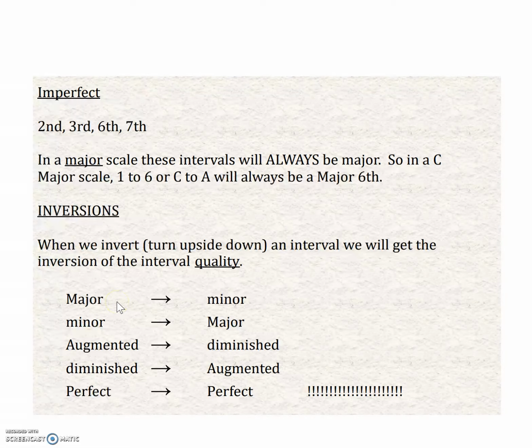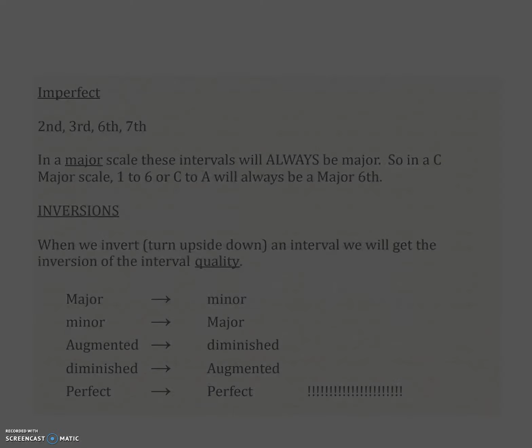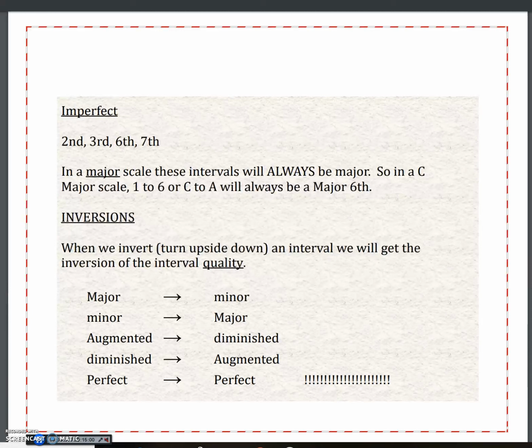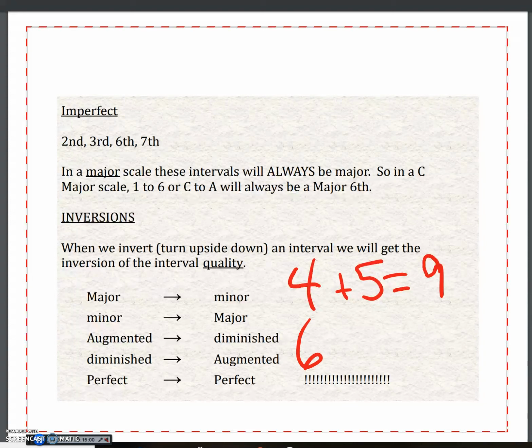The other thing to know about inversions, which is really pretty cool, and let me just get my little handy dandy to be able to write on it. Okay. The other thing that's really important to know is that the intervals have to add up to 9. So if I have a fourth, it flips to become a fifth. Oh my gosh, it equals 9. The other example that I just did, the B flat to the G, that was a sixth. When I flip it over, I have G to B flat. It's a third. Okay, so everything will always add up to 9, which is pretty cool.